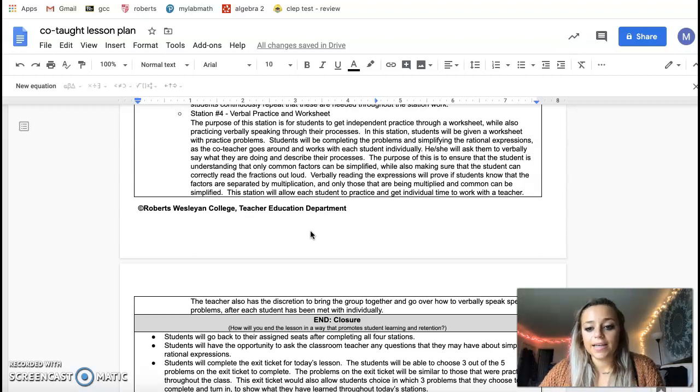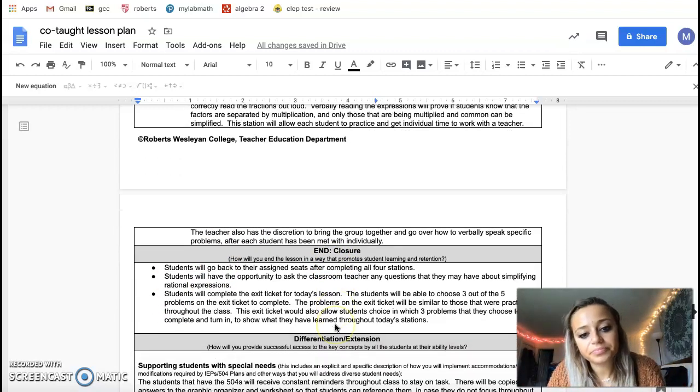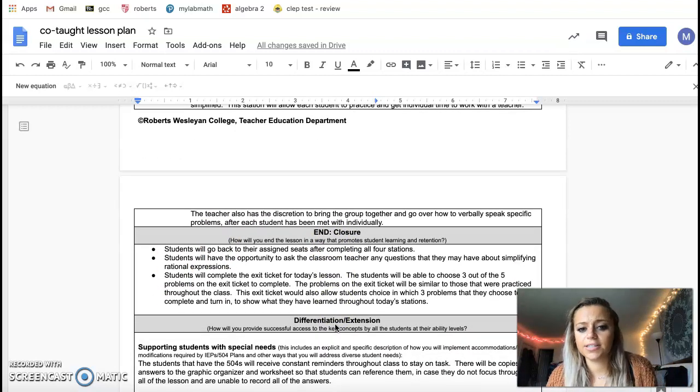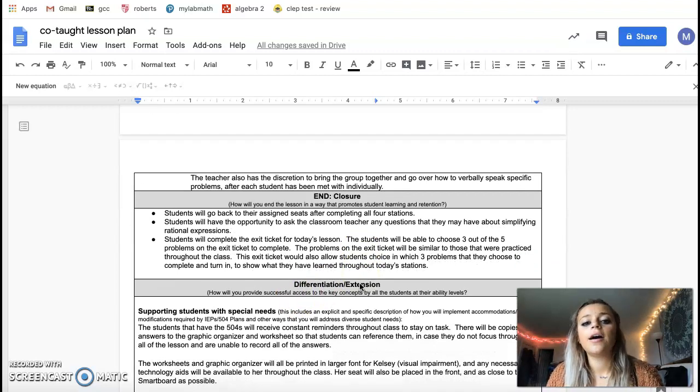So that is what that station consists of. They will be getting individual practice, but they are also working with the teacher one-on-one in this station. The teacher also has the discretion to say, okay, all 6 of you come together, I want to go over how to verbally speak this problem, after every student has been met with individually.